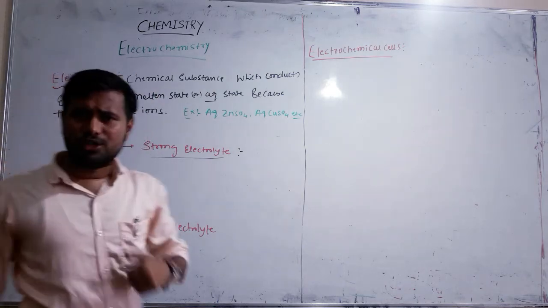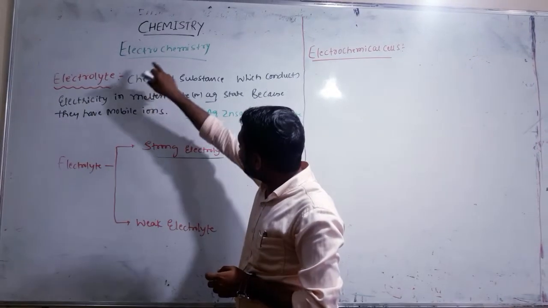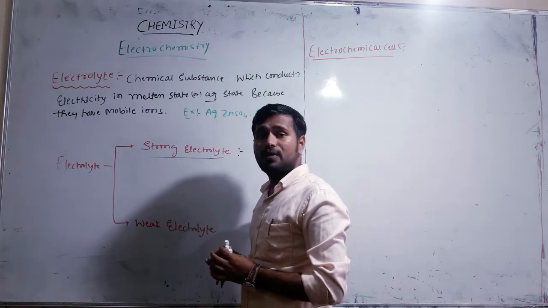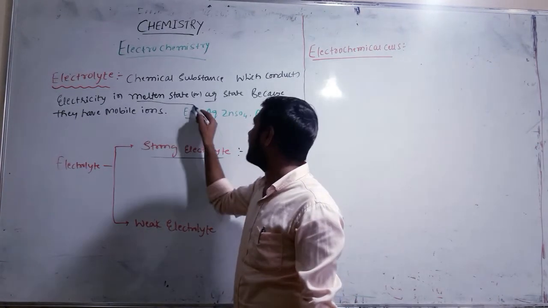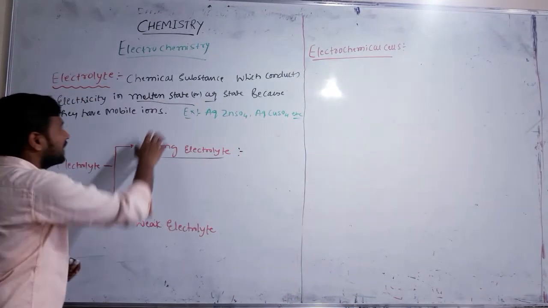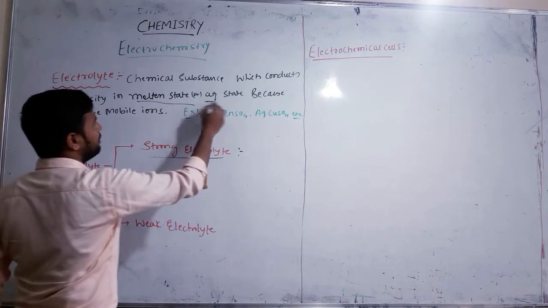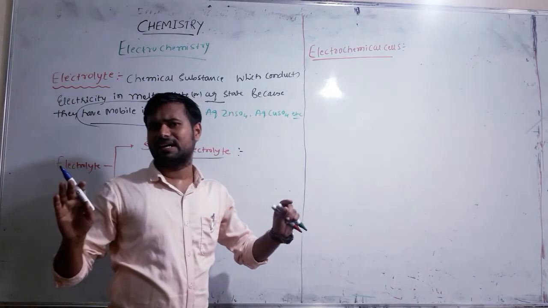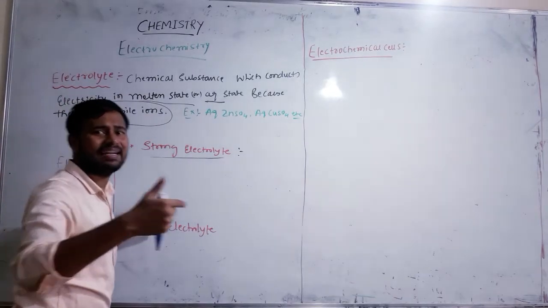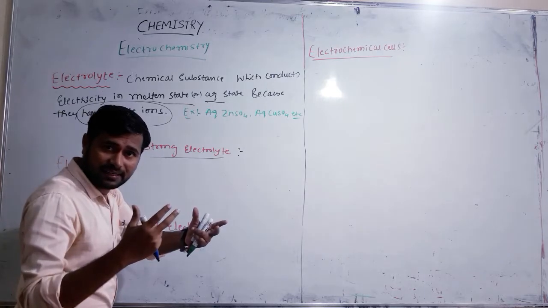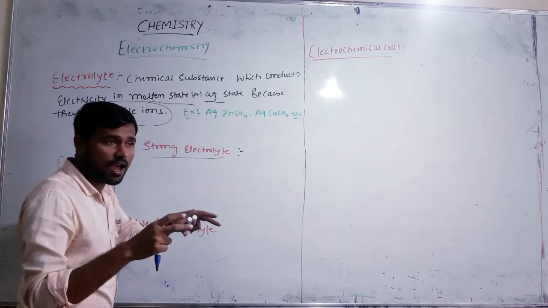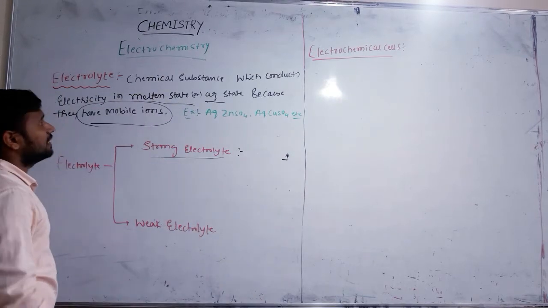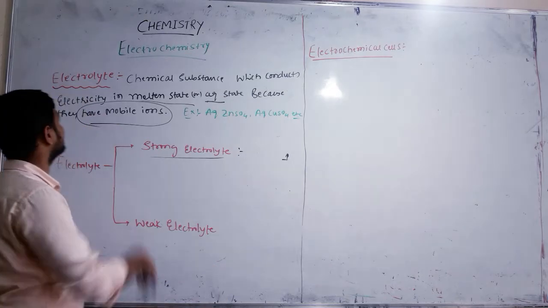Then we get one question: what is the electrolyte? That is the main point. It is a chemical substance which conducts electricity in a molten state. This is very important. In which state does it conduct? It conducts in the molten state or aqueous state because it has mobile ions. In the sense, an electrolyte is very simple: it is a chemical compound which can conduct electricity. Whenever I pass current, the ions wander here and there. The charge on the ions is generated, and due to that conductivity is possible in a molten state. That is called an electrolyte.